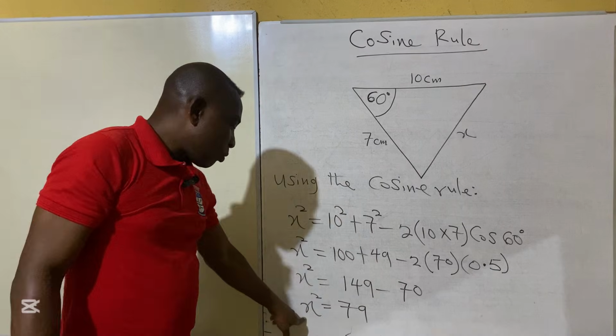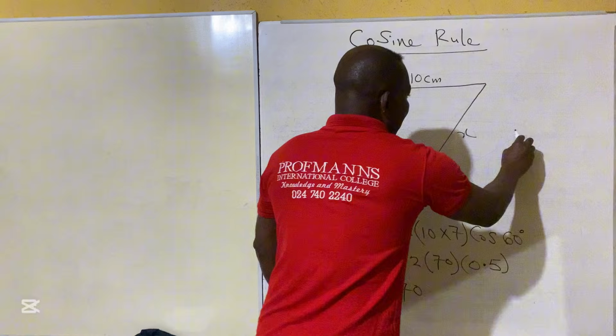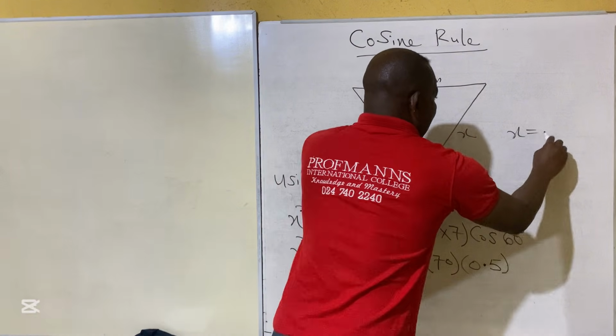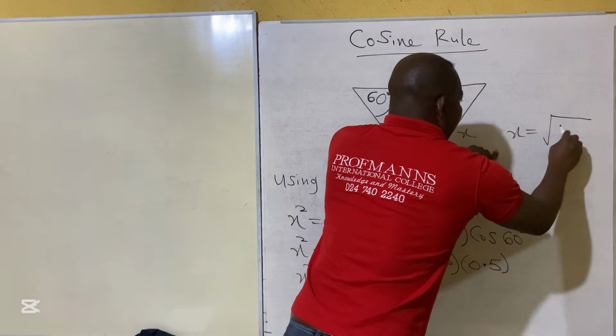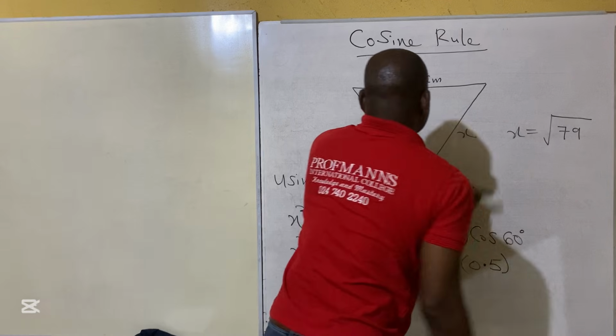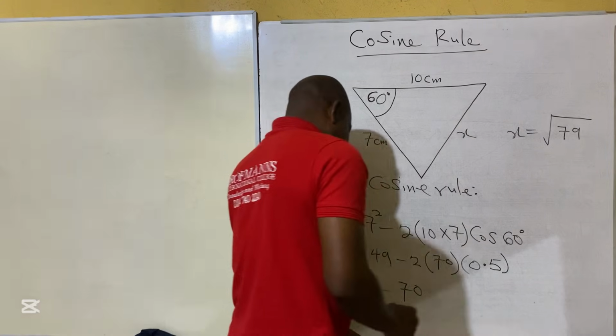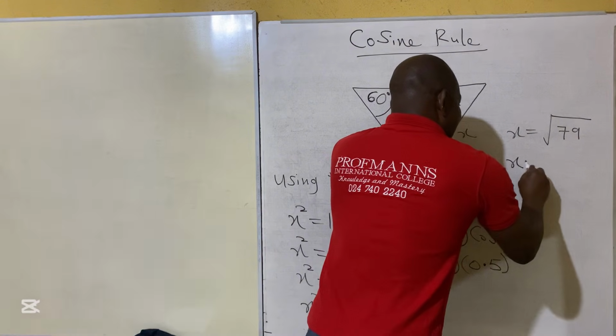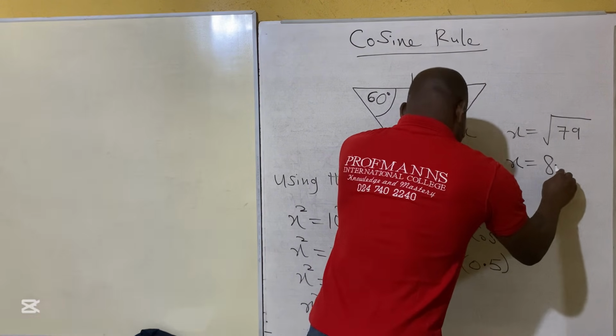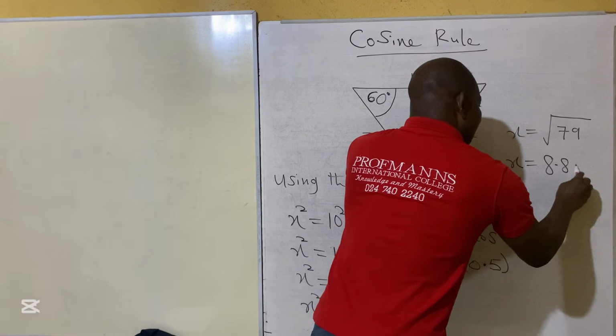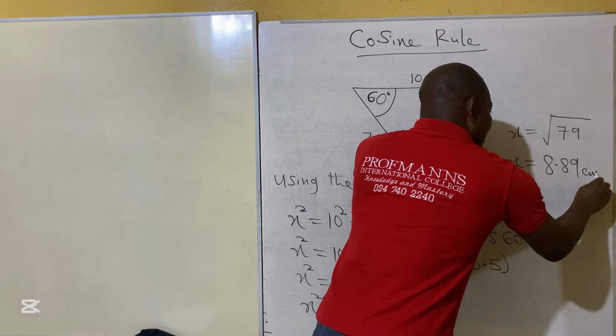So we find the square root of both sides. In so doing, we have x is equal to the square root of 79. When we find the square root of 79, it gives us x is equal to 8.89 centimeters.